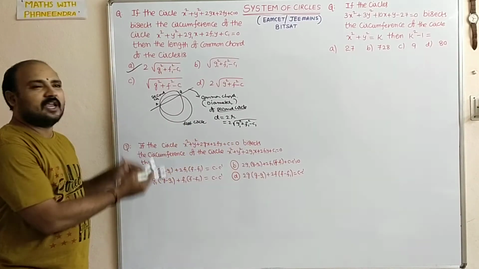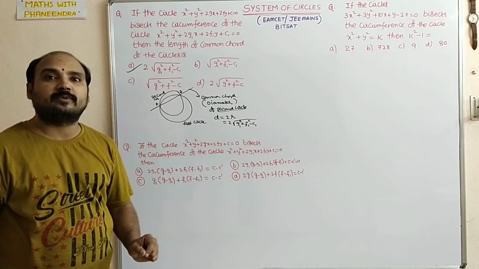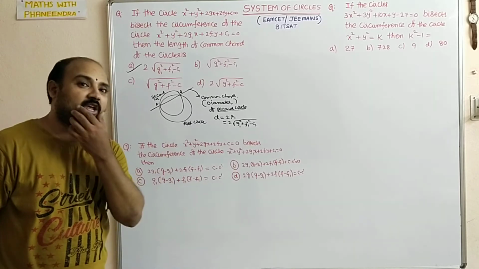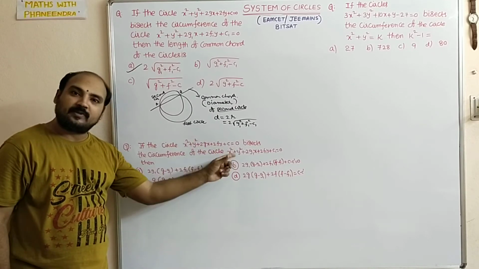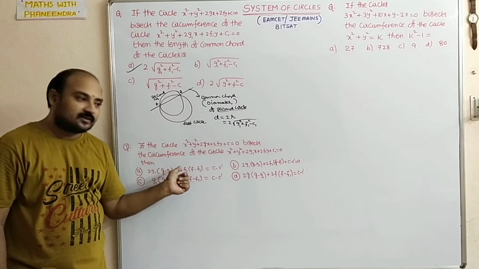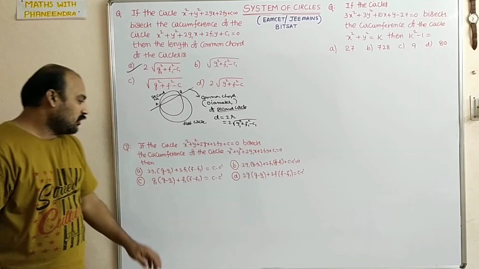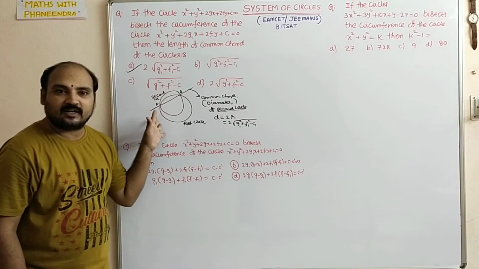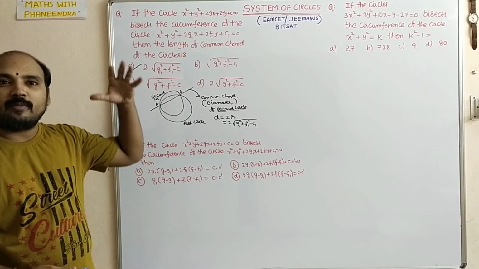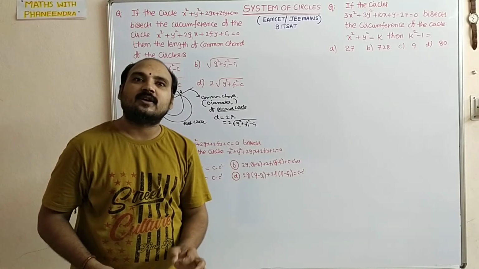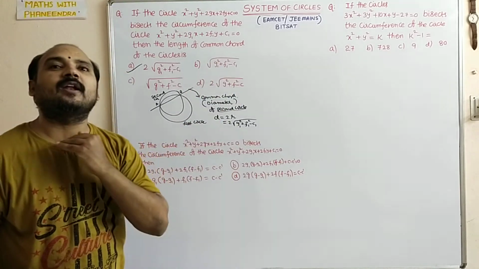This is also the same type of question. We may get these types of questions from the system of circles in the MCET examination or JEE examination. If the circle x square plus y square plus 2gx plus 2fy plus c equal to 0 bisects the circumference of the circle x square plus y square plus 2g1x plus 2f1y plus c1 equal to 0, then just now we discussed that one circle is bisecting another circle. That means the common chord itself is a radical axis. Radical axis means the center of second circle is lying on the radical axis.